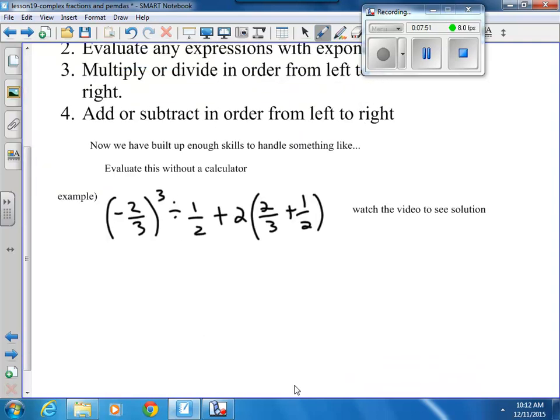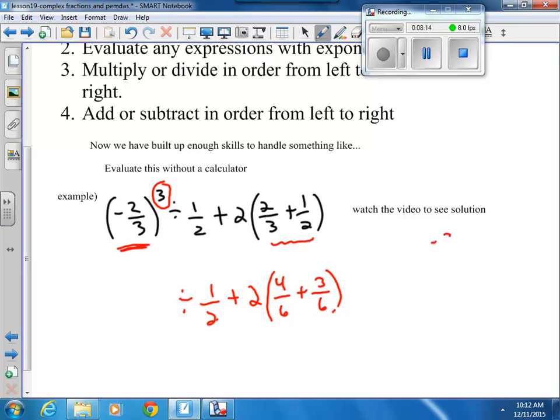Here's the first one. We take care of parentheses first. So I would just rewrite 2/3 plus 1/2. The LCD is 6, so that's 4/6 plus 3/6. We operate inside the parentheses, and just force yourself to record every little thing. You can take care of your exponent here. You can almost do that off on the side.